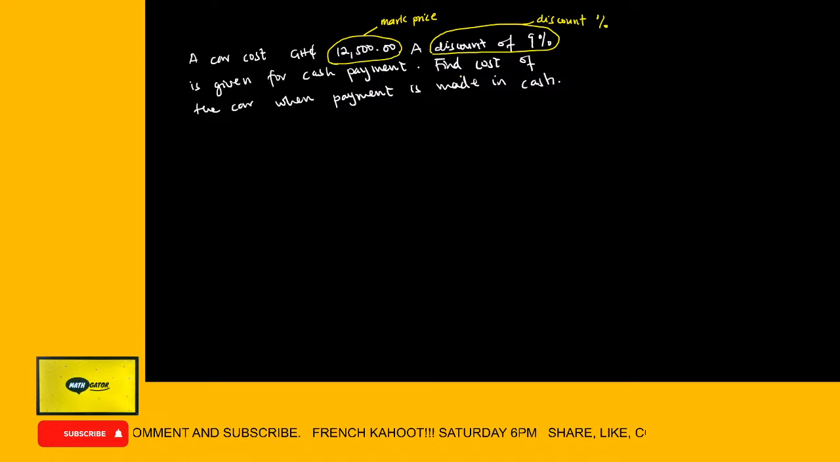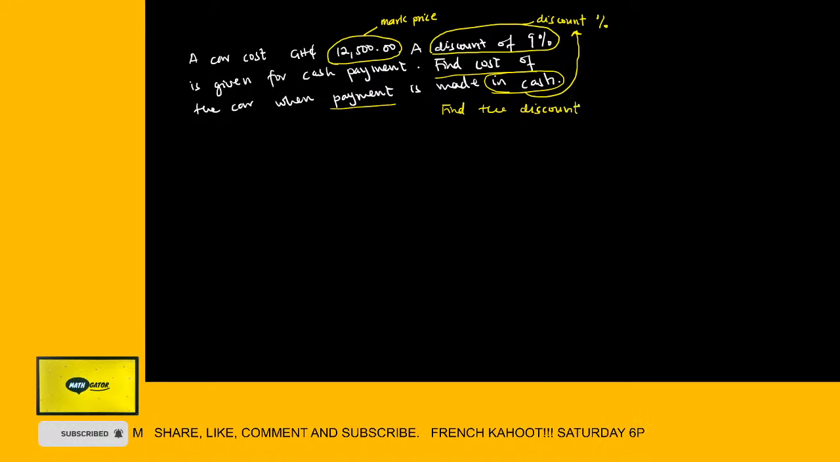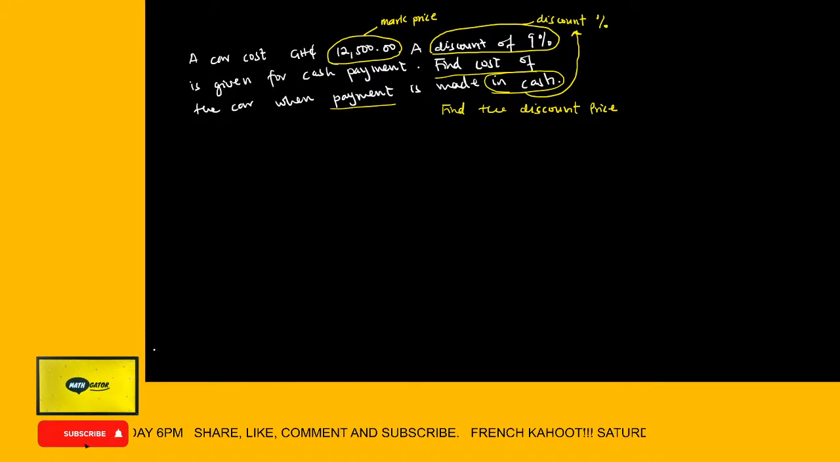Okay, now they said find the cost when the payment is made in cash. When you make a cash payment, what happens is that you enjoy a discount. So what they're actually saying we should find is the discounted price, or the discount price. Okay, so now we have marked price, we have discount percent, and they are saying we should find a discount price. These are the two things that have been given, and they are saying we should find the third one, which is the discount price. So let's look at how to do this in order to get the answer.